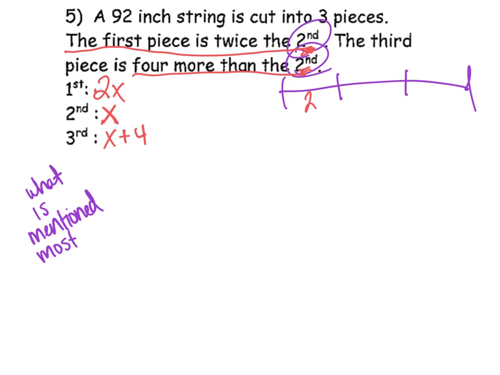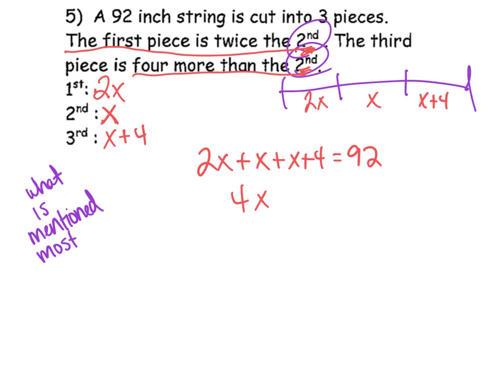First piece, 2x. Second piece, x. Third piece, x plus 4. All of them together make 92. First piece plus second piece plus third piece make 92. We get to do our quick division on this one too. Awesome. Okay. How many x's do you see all together? 4x. And then plus 4. Awesome.